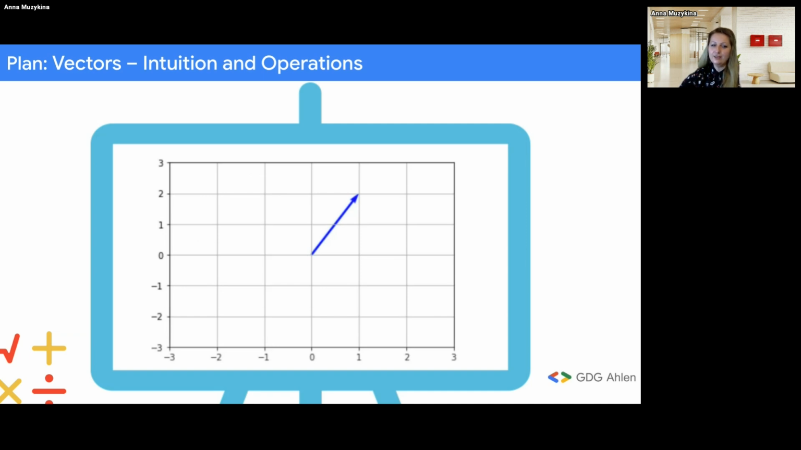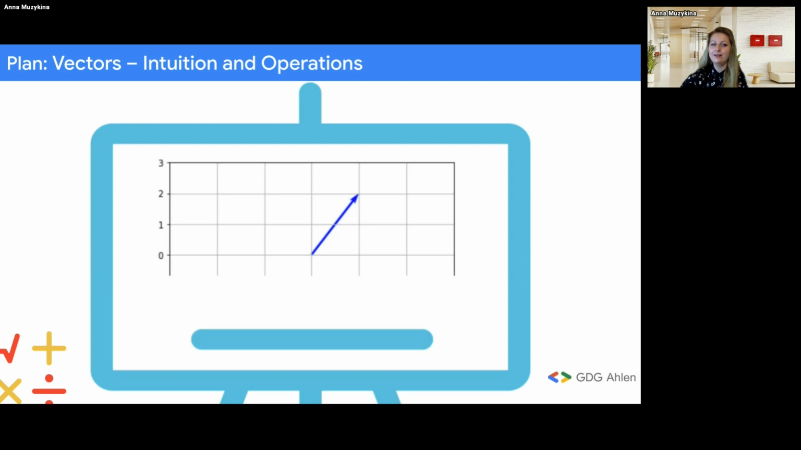And a vector can be drawn as an arrow from one point to another. This is what our example means: moving 1 unit right and 2 units up.